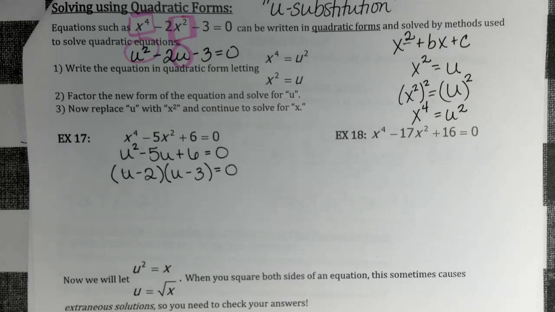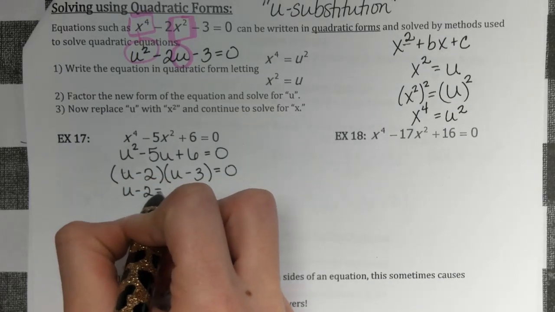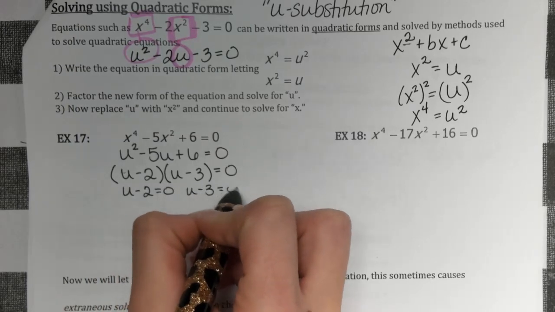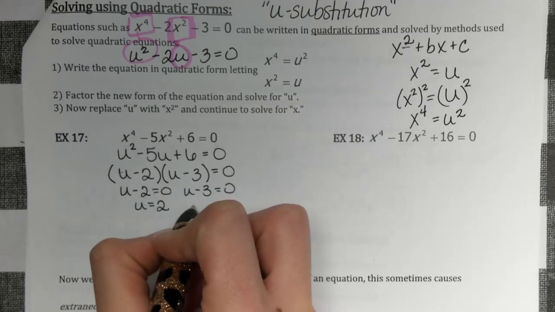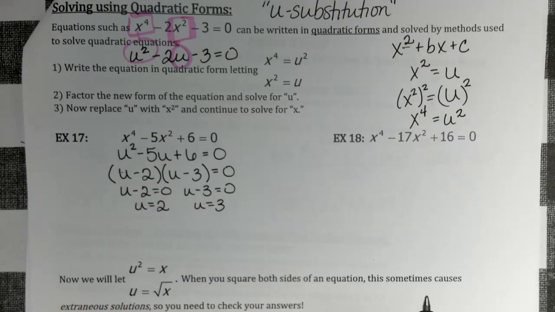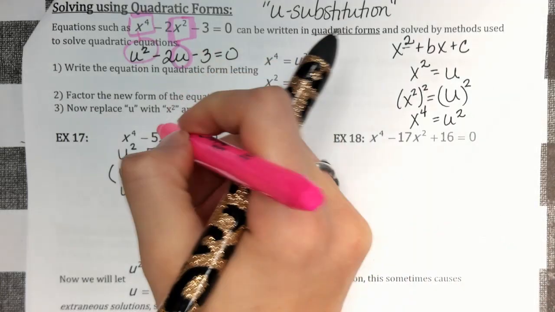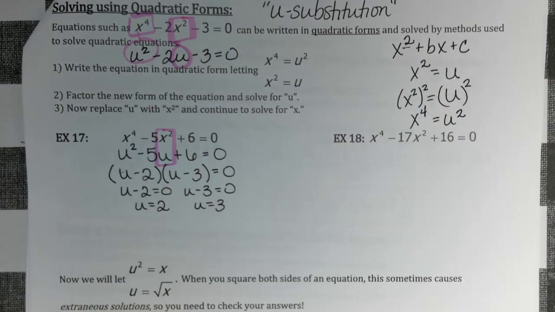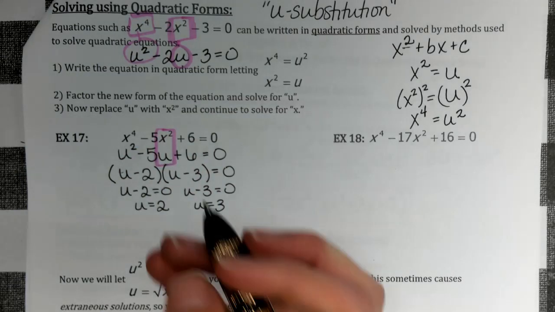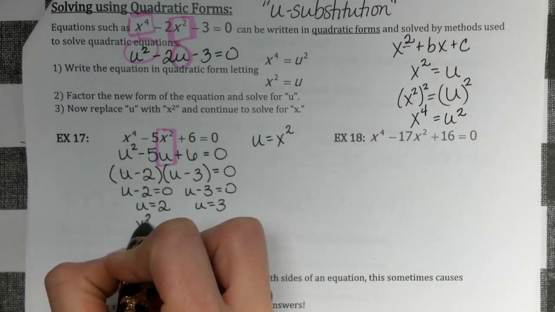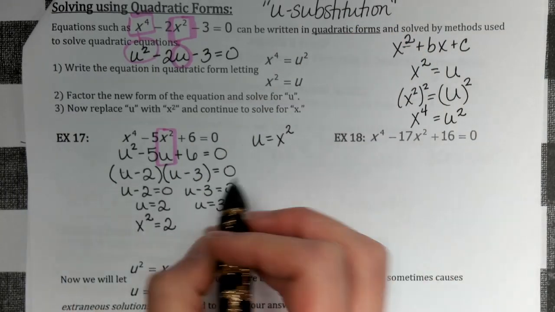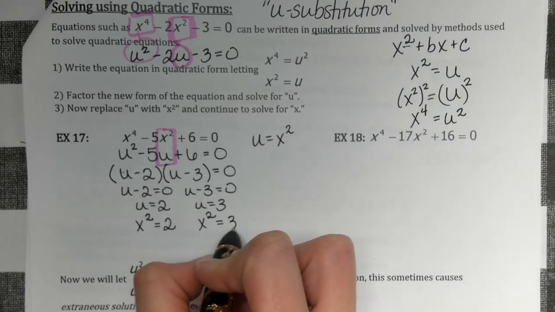So I still do u minus 2 equals 0, u minus 3 equals 0. I solve by adding 2 and you get u equals 2. Solve by adding 3, u equals 3. Now we need to throw our x back in. What did I say u was equal to? U lines up with x squared. So if u is equal to x squared, we plug that back in: x squared is equal to 2, and x squared is equal to 3.